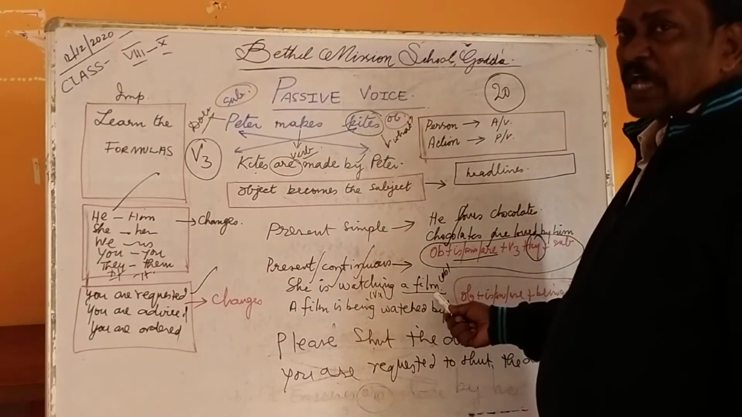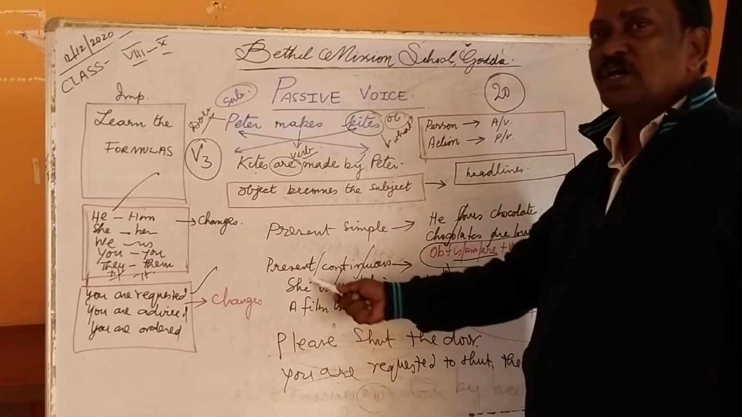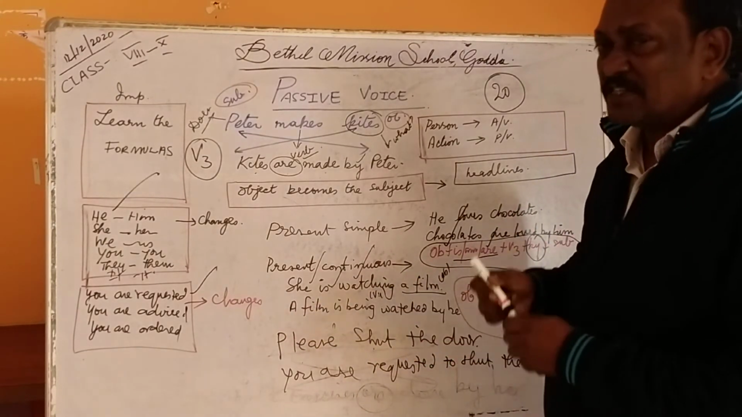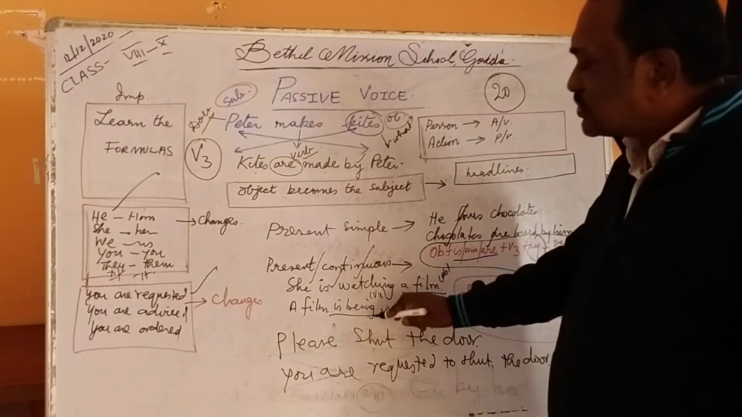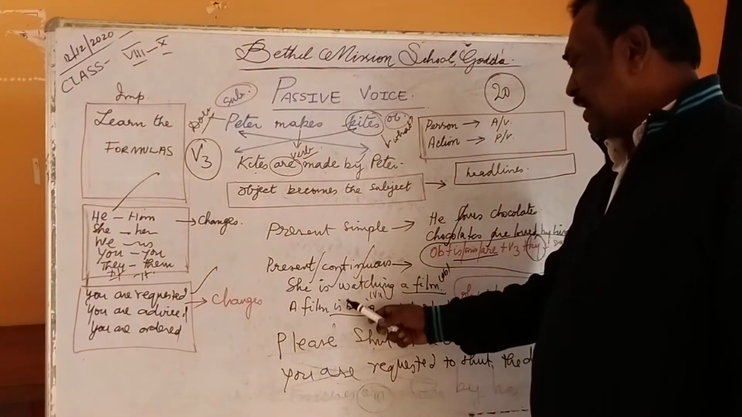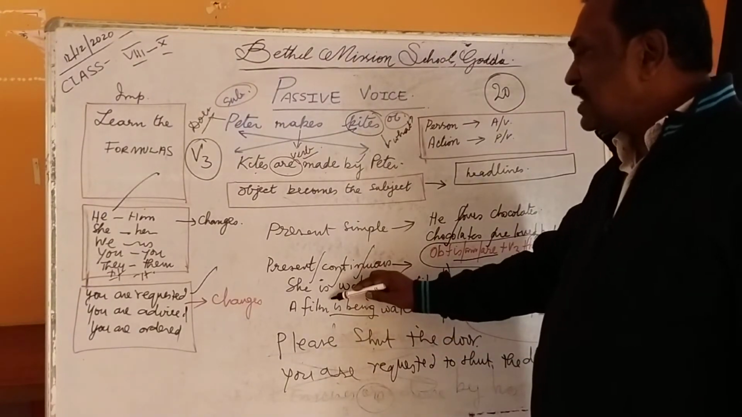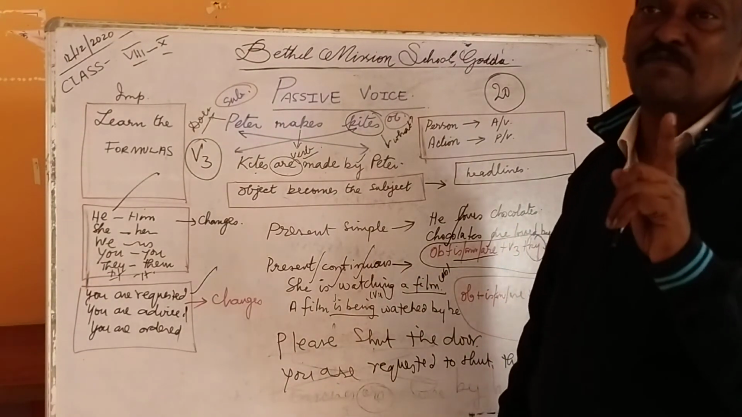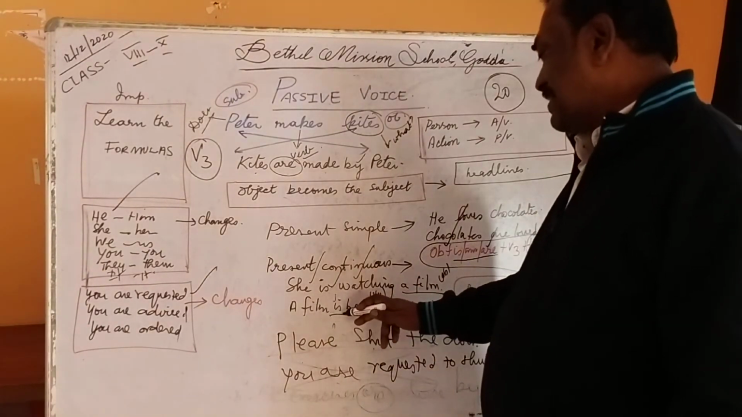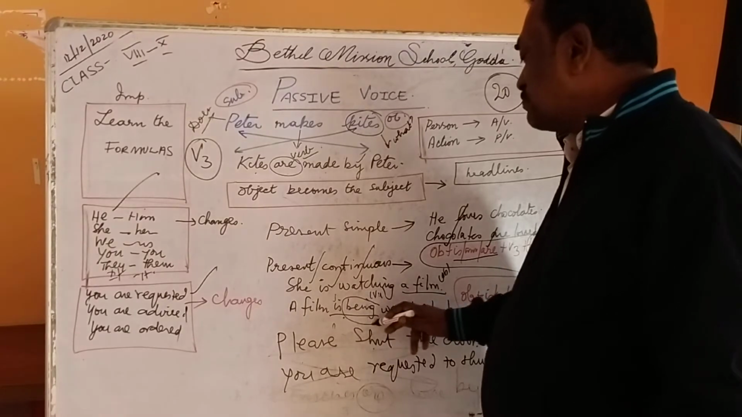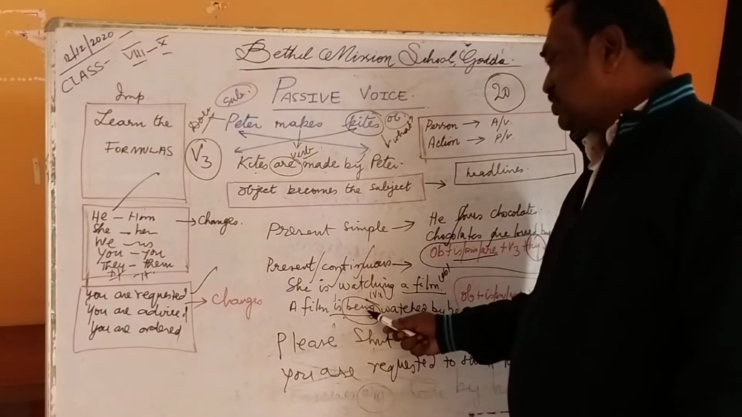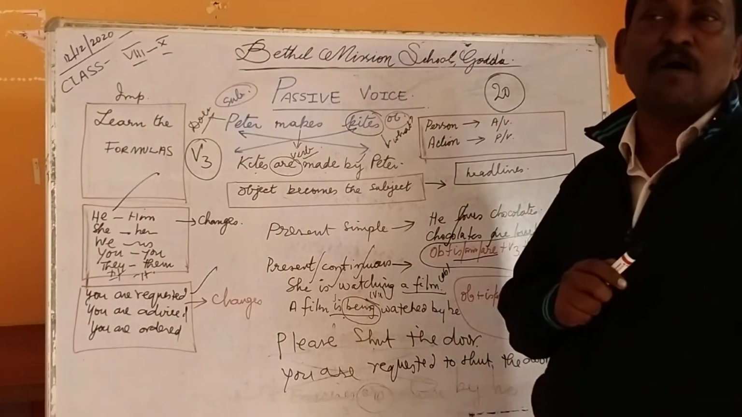A film, as per the rule, object becomes a subject. So, a film is being. This is the change that you need to take notice of. This is the change that you need to know. Is being. Why did I use is? Because film is in the singular form, third person singular. So a film, and then is. After that comes being. Being is used because it is in the continuous form.